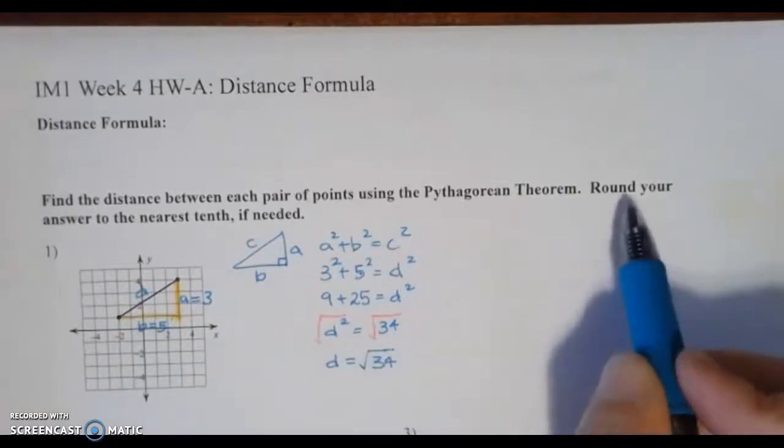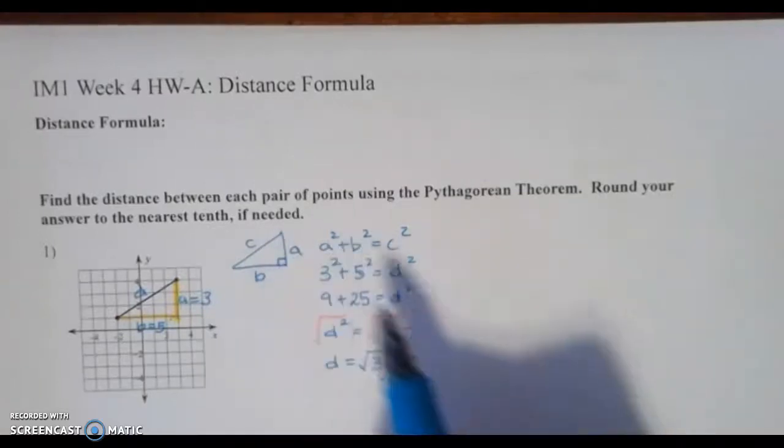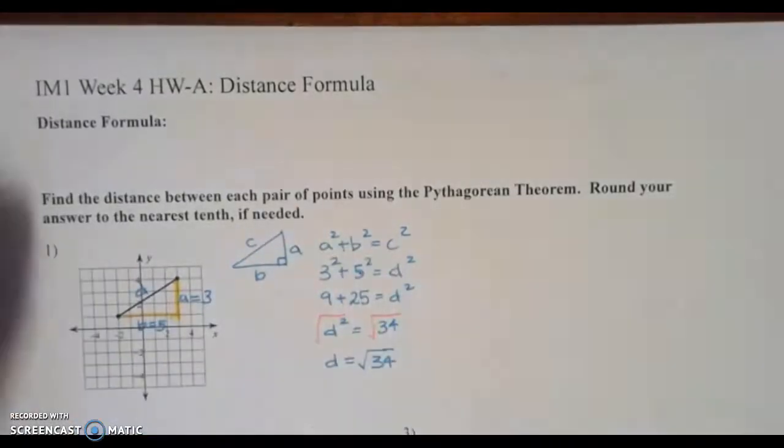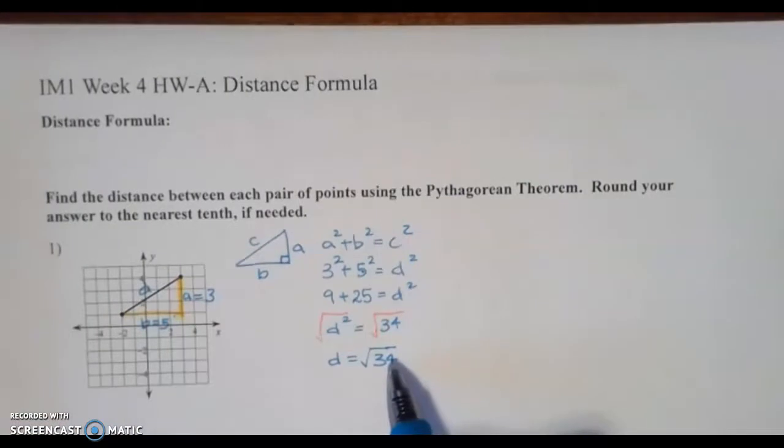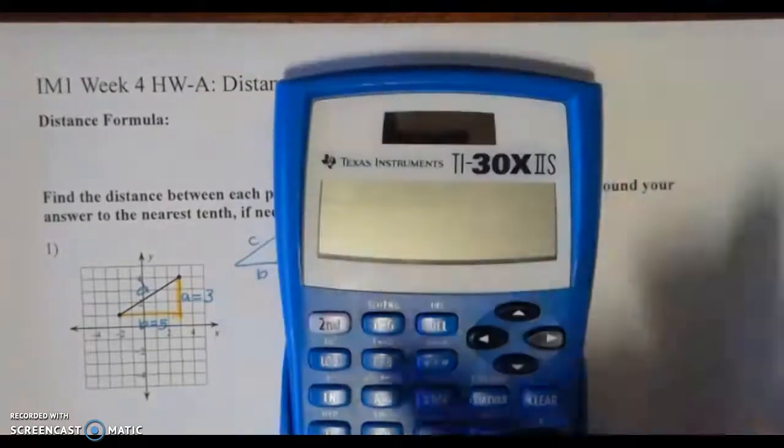Now, it says to round your answer to the nearest tenth if needed. What does that mean? That means that if this is a perfect square, then we want it as an integer. But is this a perfect square? Perfect squares are numbers like 1, because 1 squared is 1, 2 squared is 4, so 4 is a perfect square, 3 squared is 9, 9 is a perfect square, and 16 is a perfect square, and 25 is a perfect square, and so on. So this is not a perfect square, so I need to use my calculator.